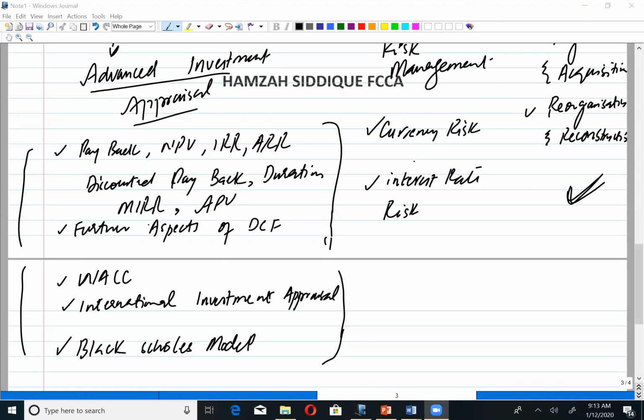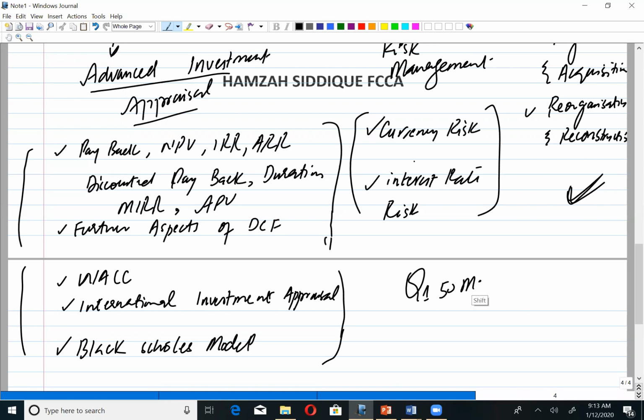So students, this is again one of the major portions, and the latest past paper, the latest attempt, which was tested in December, question 1, a 50-mark case study in December 19, was on this area. So it is very important, very interesting, and a bit tricky as well.